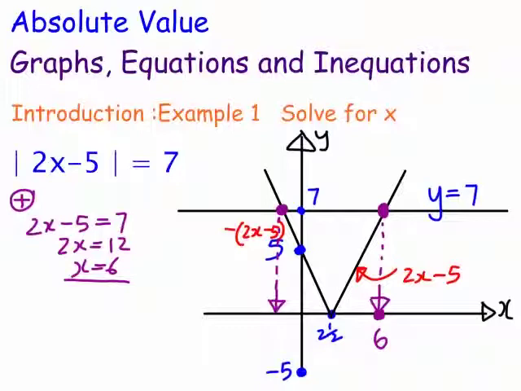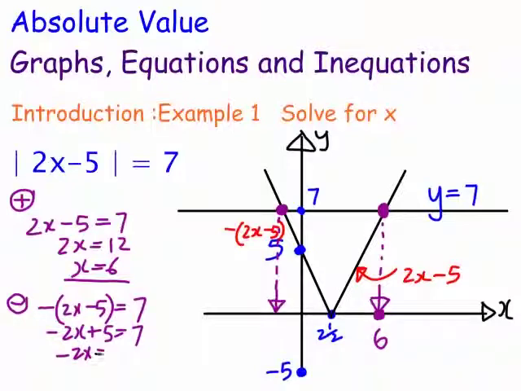Okay, so let's have a look at the negative arm, and that would be the negative of 2x minus 5, and that's equal to 7 again. You get negative 2x plus 5 is equal to 7. Minus 2x equals 2 and x equals negative 1. Okay, so this value here would be negative 1. So they are the two solutions.